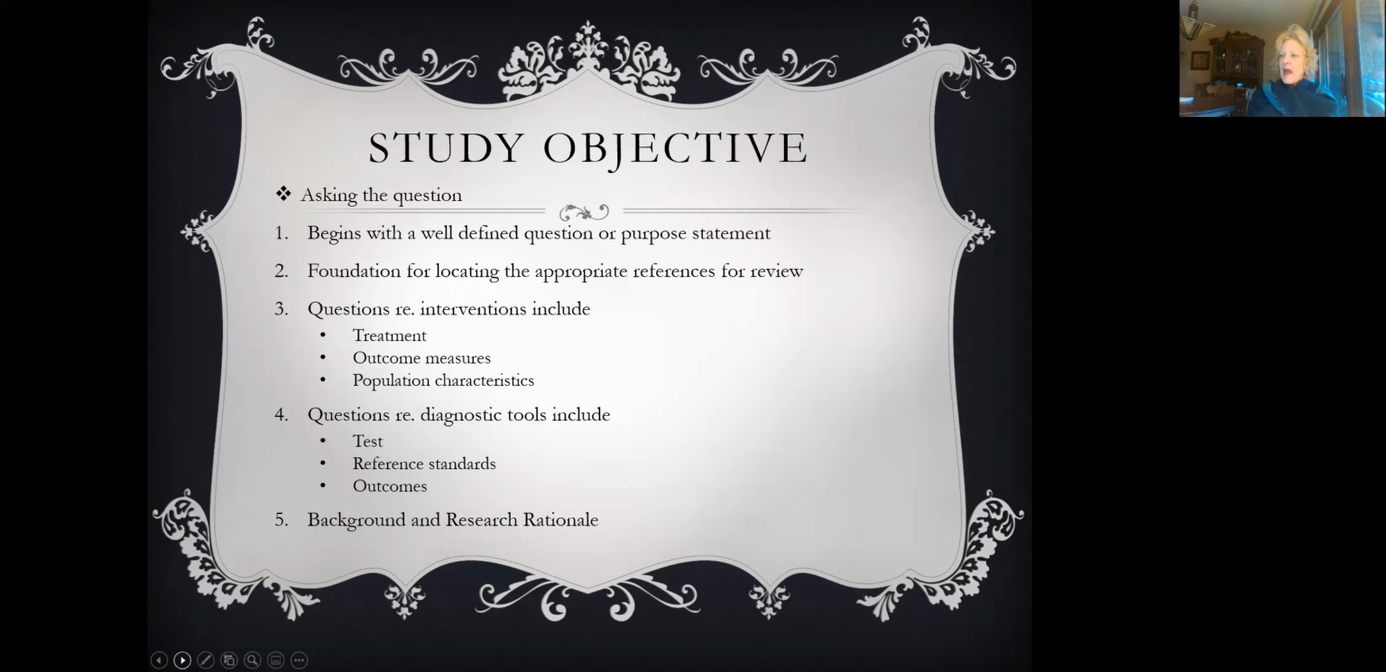You also want to ask the question about what diagnostic tools or what outcomes did they use, what tests or measures, were there reference standards, and did they have well-defined outcomes? You also want to critique the background and research rationale. And again, all of the things you've learned up to this point in this class about critiquing studies applies here.